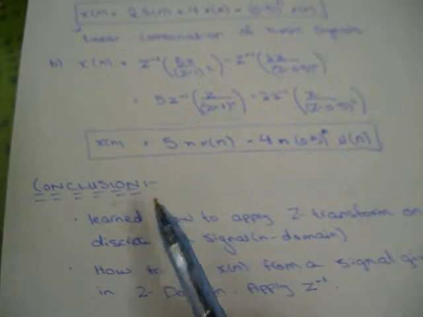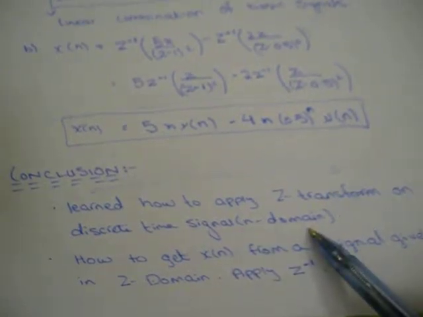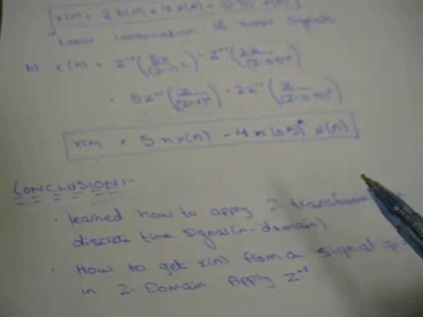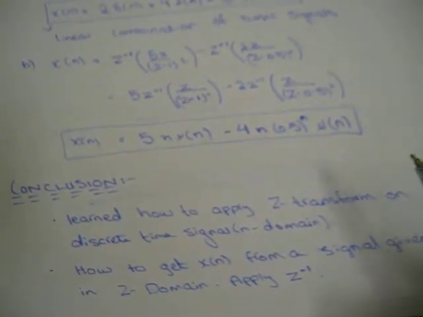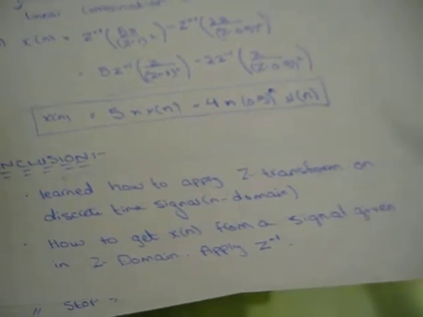We can conclude that we learned how to apply Z transform on a discrete time signal or n domain. What we have to do is apply Z transform to each and every term and look at the lookup table to find the Z transform, and we also learned how to get x of n from a signal which is already given in Z domain. For that, we simply have to apply the inverse Z operator.